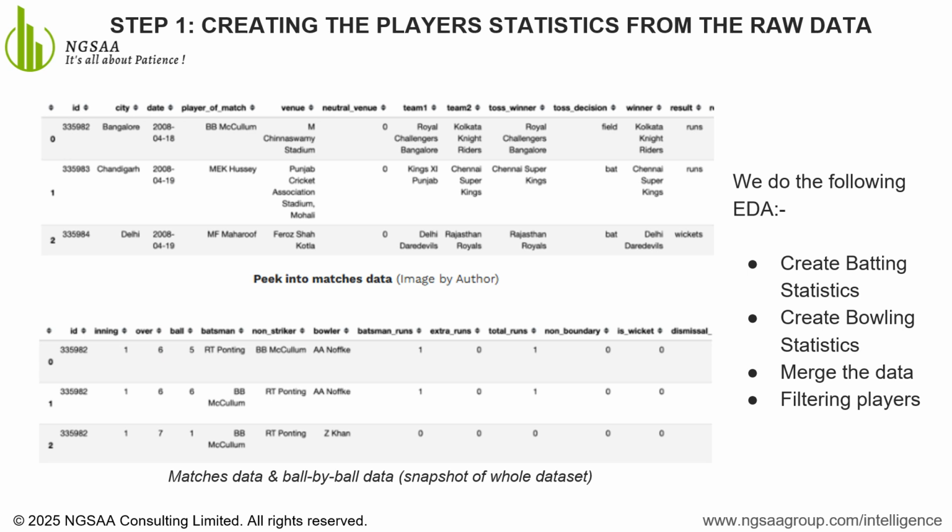3. Merge data for holistic analysis. Combine batting and bowling stats to assess all-rounders. Integrate match context such as venue, opposition, and match results. 4. Filter players for meaningful insights. Exclude players with insufficient matches to maintain data reliability. Apply a minimum threshold of 10 innings to qualify for clustering.